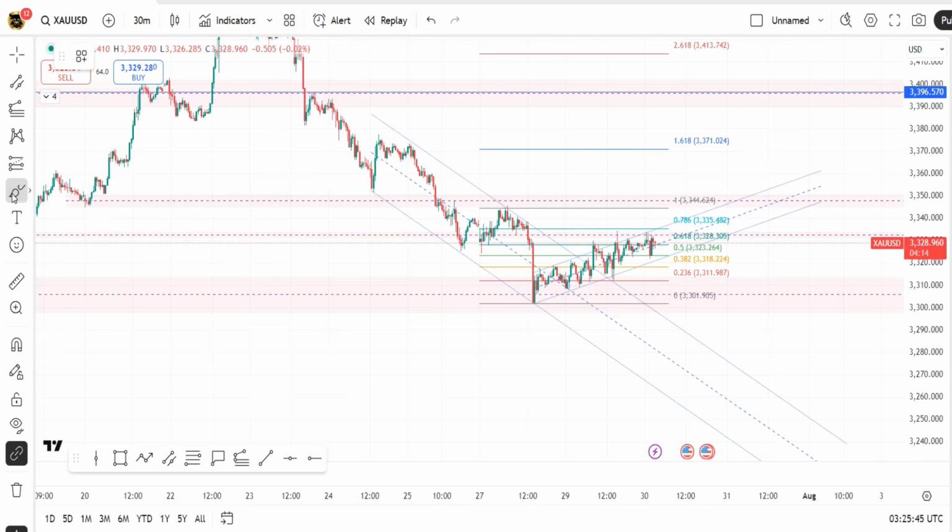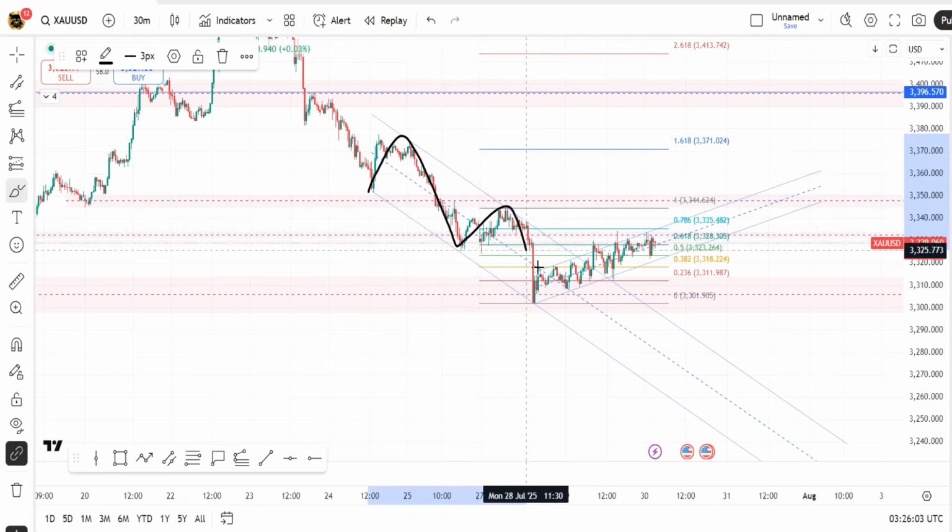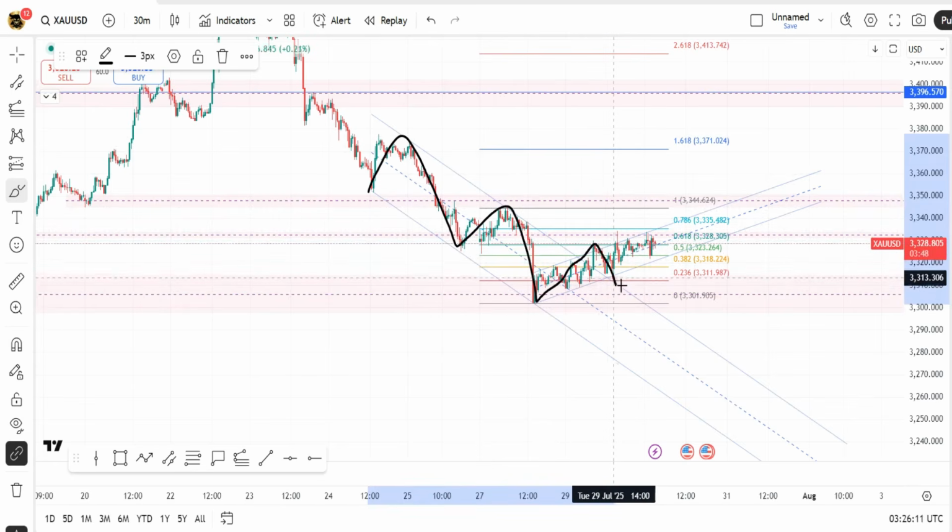Now this is the concept that you need to understand, and this is the main reason why we were buying from this area. It is not only that we are on the support side, but also that the market was in a downtrend, with lower highs and lower lows. Here the market has shifted and broken this parallel channel, and after that it started moving inside this small parallel channel range.